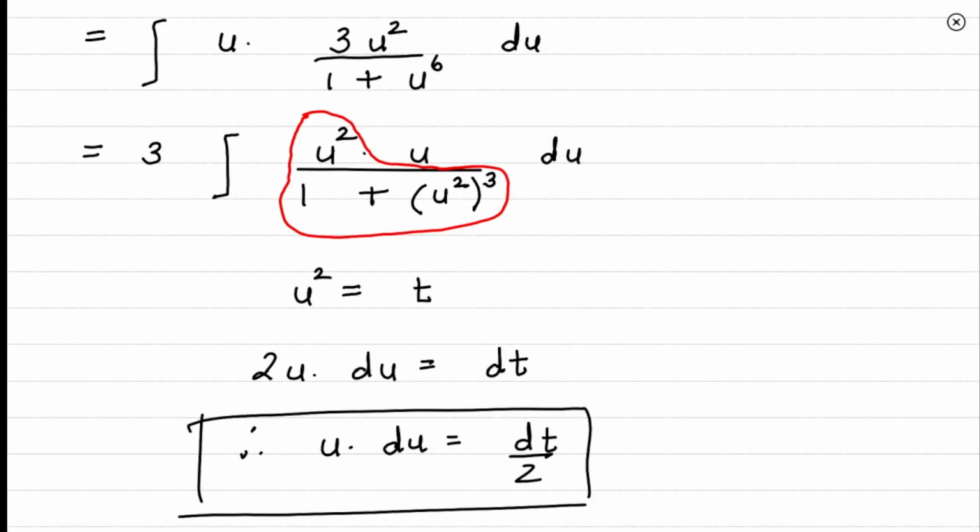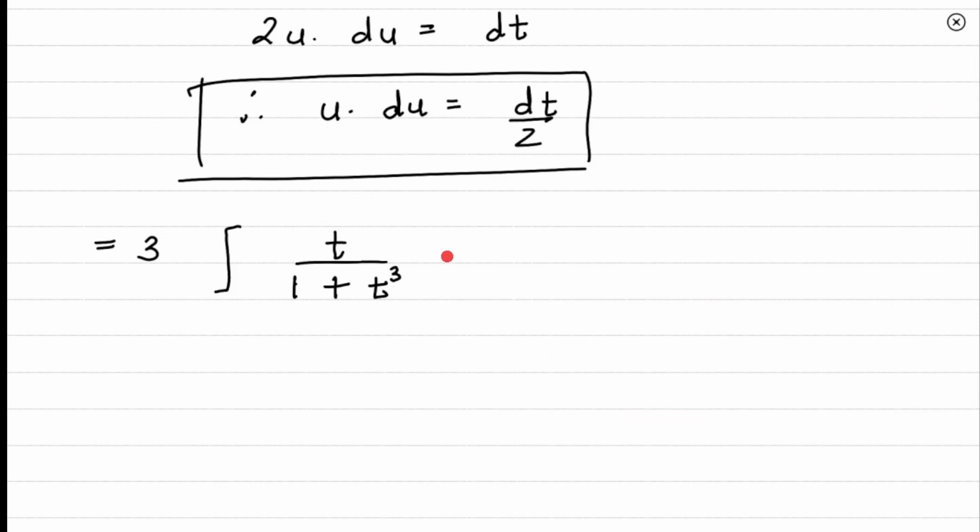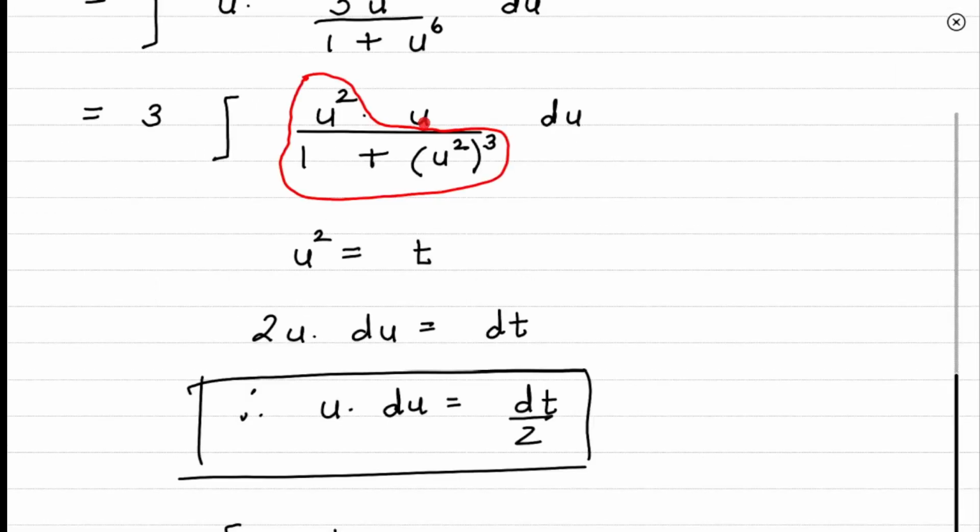So now if you convert that integral from the u world to the t world, you will have t divided by 1 plus t cube, because u square is nothing but t. So we have 3 times the integral of t divided by 1 plus t cube, and u du is nothing but dt divided by 2. So we were able to convert that entire integral from the u world to the t world. Notice that I have written u du as dt divided by 2. Okay, so now let's simplify this.